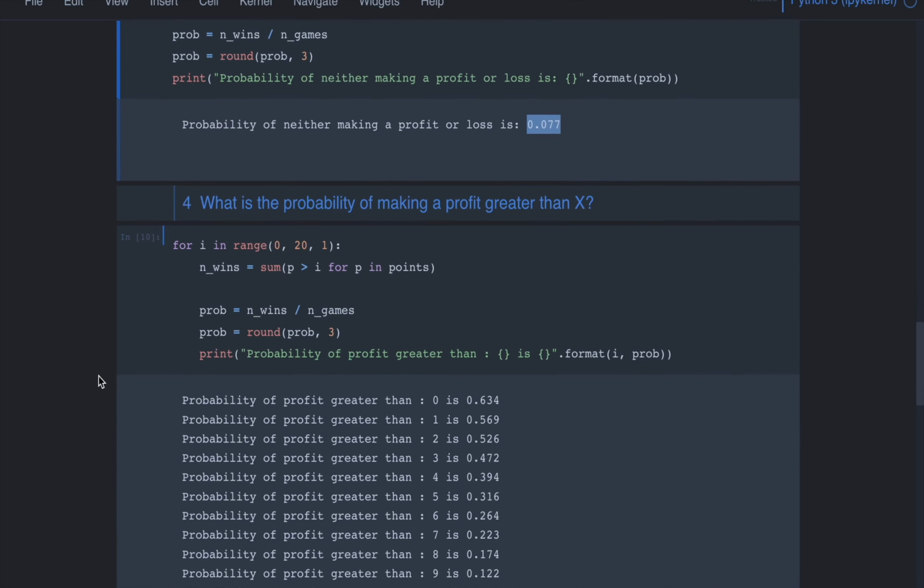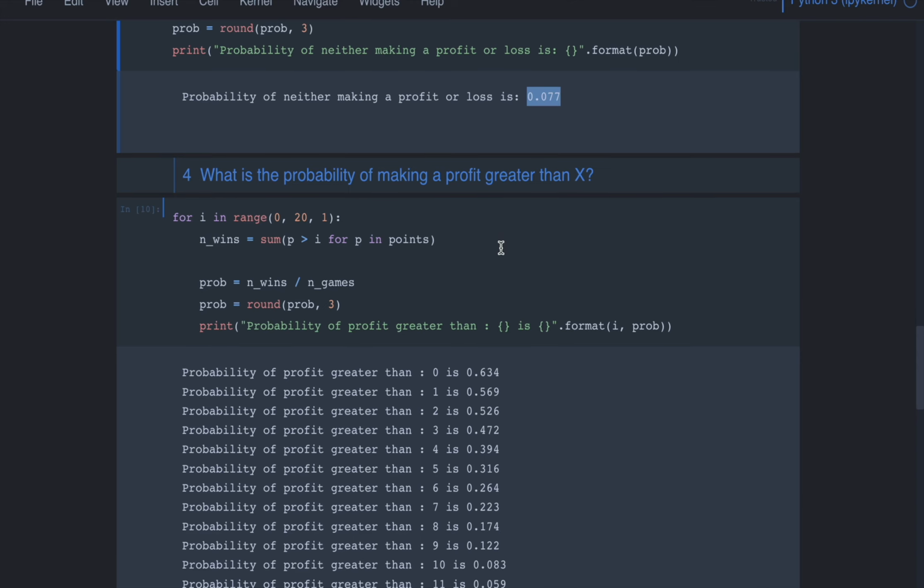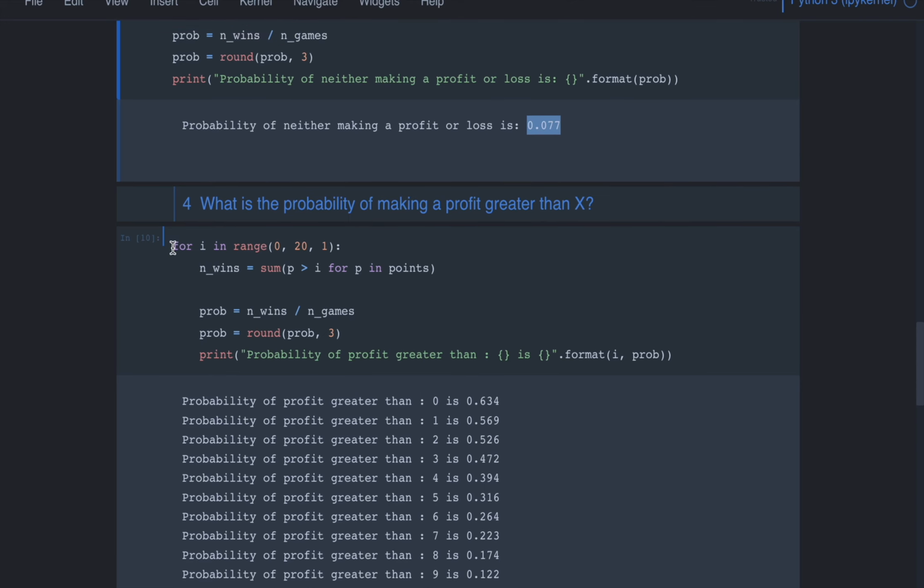Okay, and then let's ask more questions, like, what is the probability of making a profit greater than x? Again, very simple logic. So let's say here we want to compute the probability of making a profit greater than 0, greater than 1, greater than 2, and so on and so forth, up to let's say 20. So in the final question, here we are asking a number of questions. What is the probability of making a profit of greater than $20 or points?